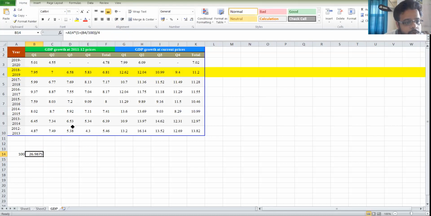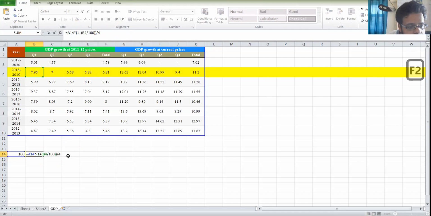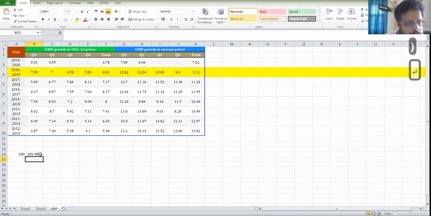And we have made a mistake over here. What is the mistake that we have made? The divided by 4 does not go here. It goes here. Since this is the value for an annual growth, the rate of interest itself has to be divided by 4.